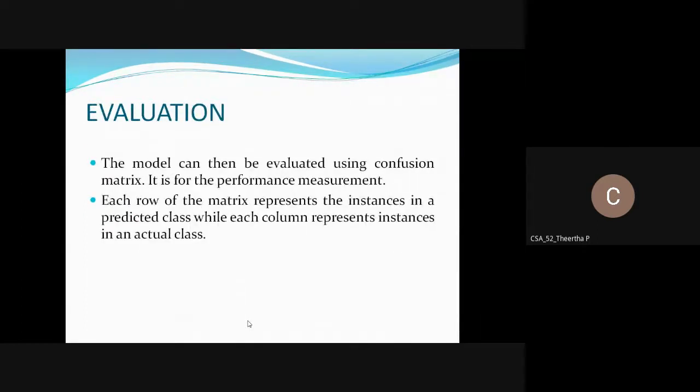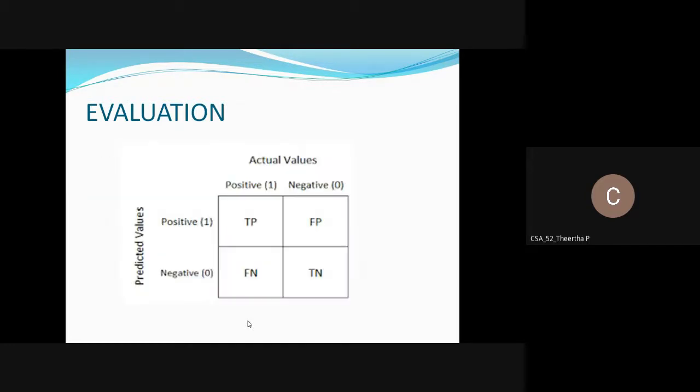The model can then be evaluated using a confusion matrix. It is for performance measurement. Each row of the matrix represents the instances in a predicted class, while each column represents instances in an actual class. This is the representation of the confusion matrix.